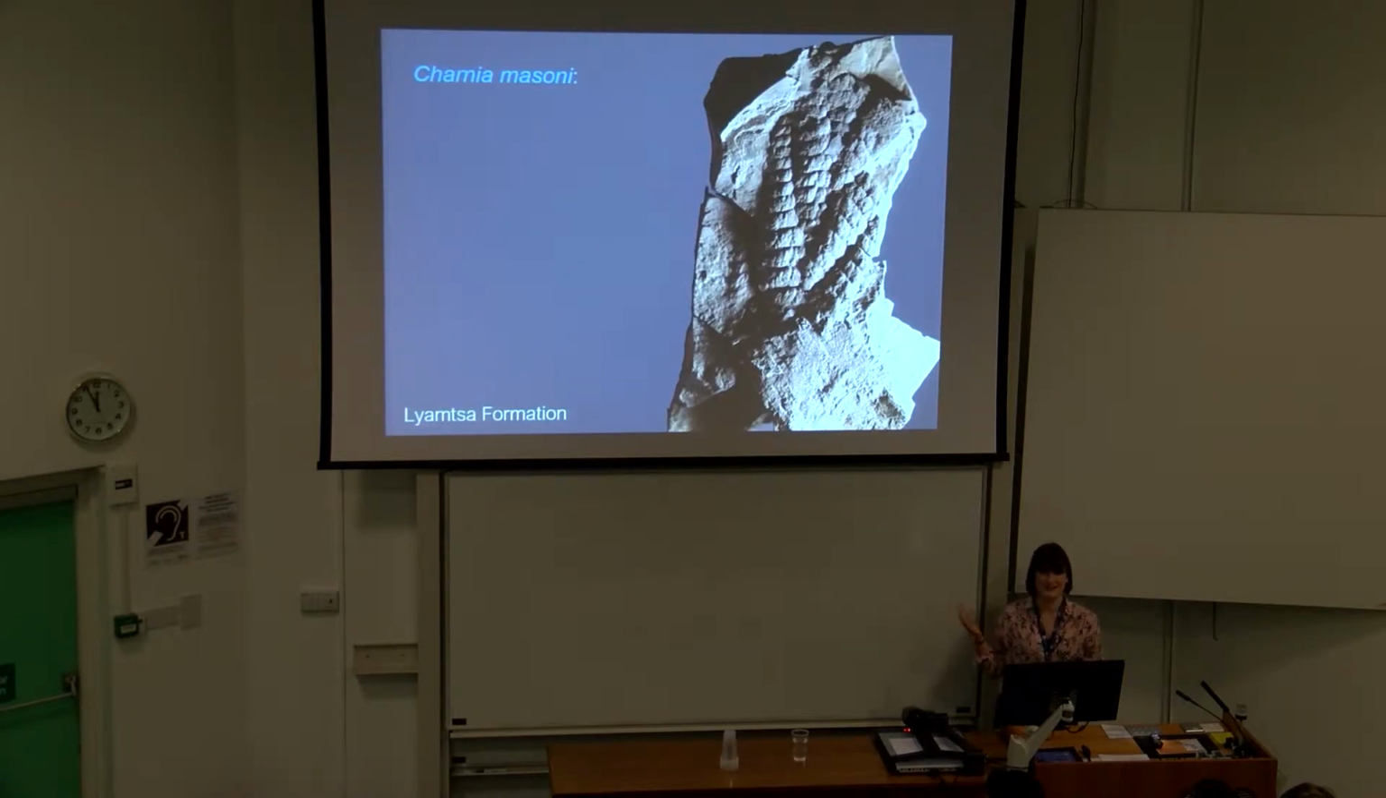So Charnia masoni is quite an iconic rangeomorph. And we have specimens preserved in effectively 3 dimensions from the White Sea of Russia. And this is important because most rangeomorphs are only preserved as external molds, so the information that we're getting is effectively just from the exterior of the organism. And so I CT scanned and have synchrotron scanned these specimens.